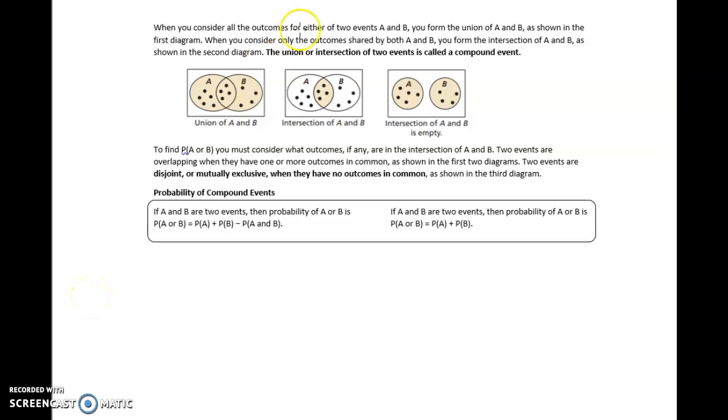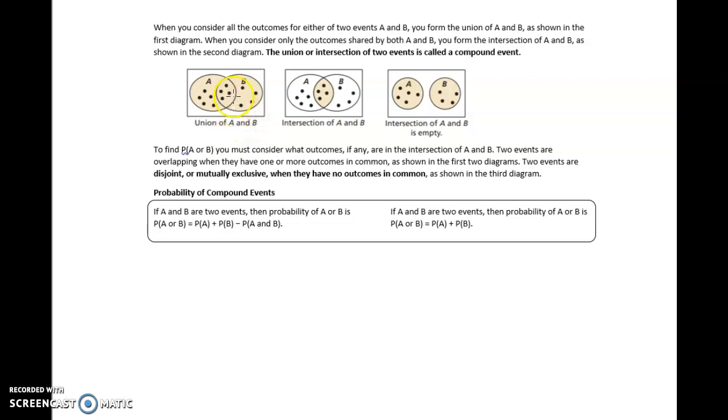All right, so today we are going to talk about compound events. When we have two events, A and B, there's a few different things that could happen. We could be asking a question about A. So they use union and intersection. We don't really need to use that language, but we have to realize what's happening in these pictures.